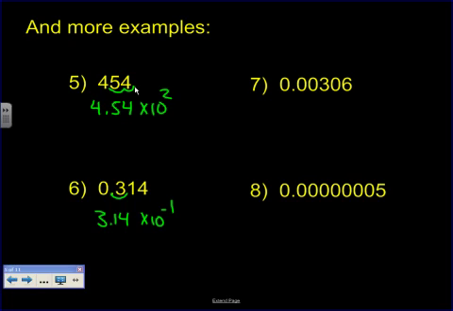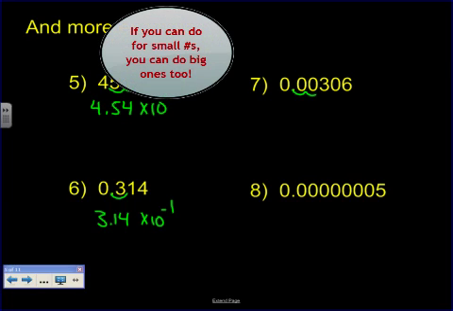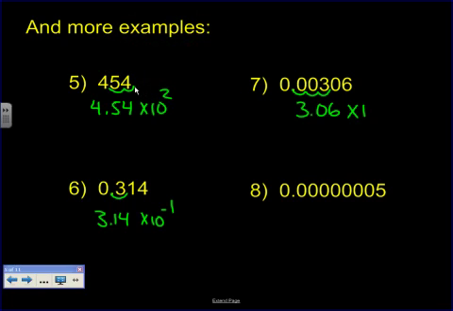It looks like some of these numbers, you're like, why would I do this? This seems more complicated. It's more the process of knowing how it comes out, and a lot of times calculators will give us answers like this. So number 7, we move 3 spaces to the right. So negative 3, since we moved to the right, 3.06 times 10 to the negative 3rd.